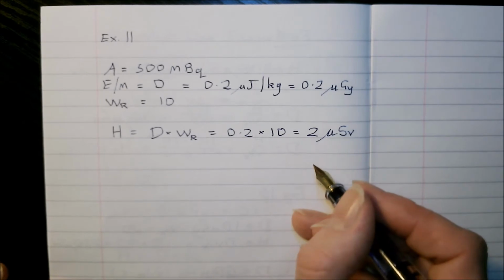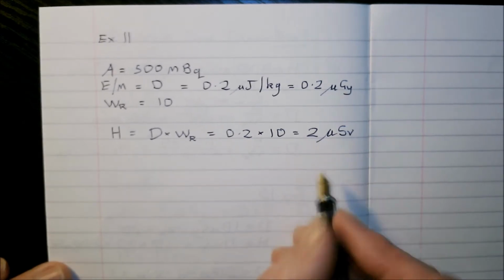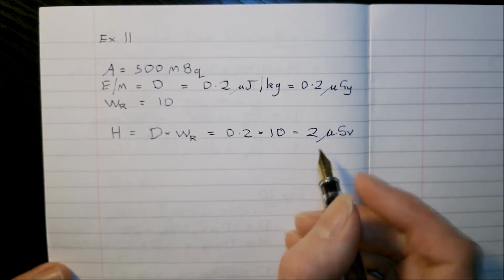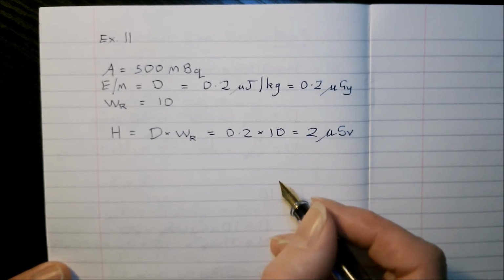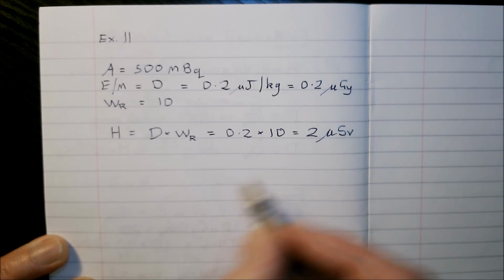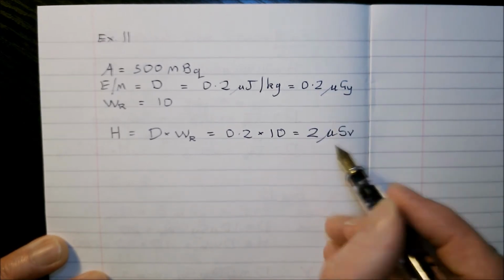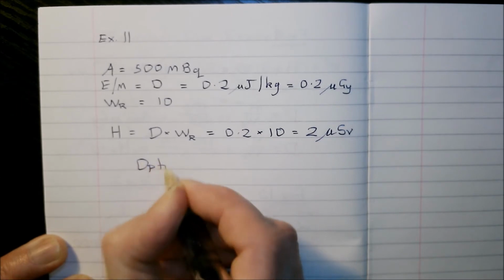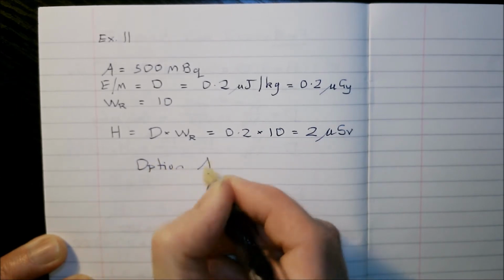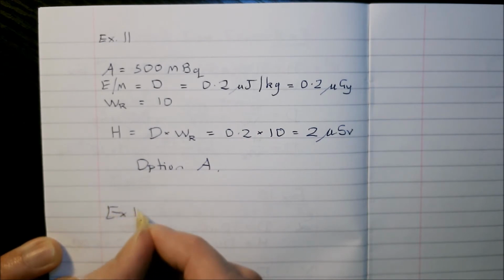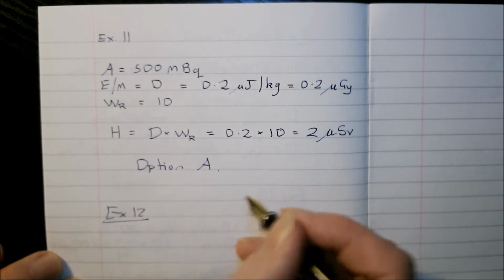But if you notice that the question gives you an answer in micrograys and microsieverts, so you're better to leave this one in microsieverts. So which option are we looking at? Option A, this is page 12, option A, absorbed dose 0.2 micrograys and equivalent dose 2 microsieverts. So option A is the correct answer for this multiple choice. So that's that one.